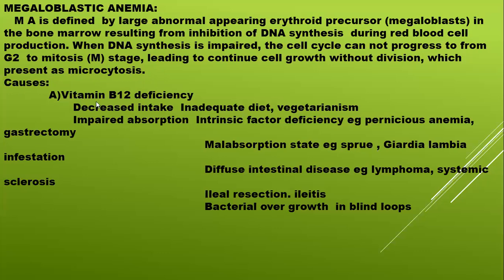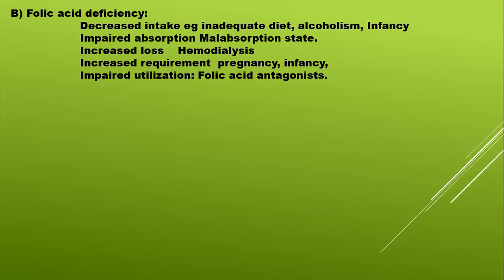Macrocytosis. Causes: number 1, vitamin B12 deficiency, either from decreased intake, inadequate diet or vegetarianism, or impaired absorption due to intrinsic factor deficiency in pernicious anemia or gastrectomy. Malabsorption states in sprue or Giardia lamblia infestation, diffuse intestinal disease due to lymphoma or systemic sclerosis, ileal resection, ileitis, bacterial overgrowth in the blind loop. These all cause impaired absorption of vitamin B12, leading to its deficiency.